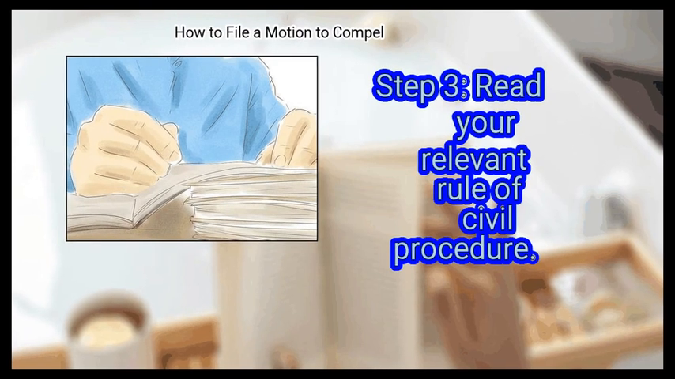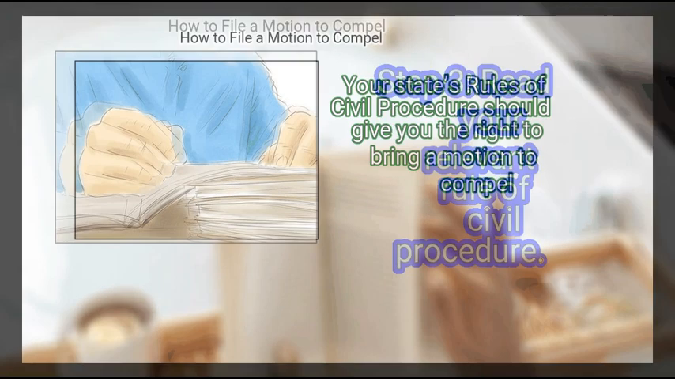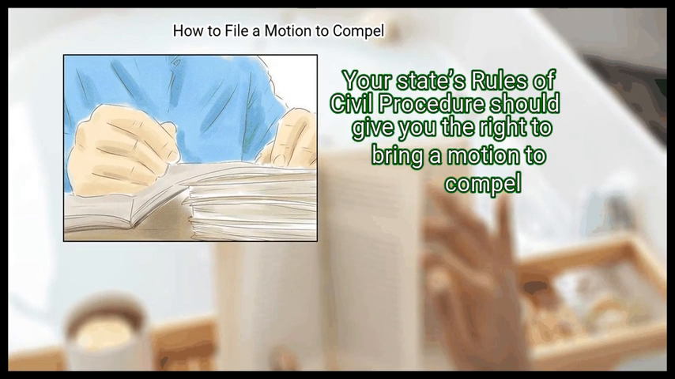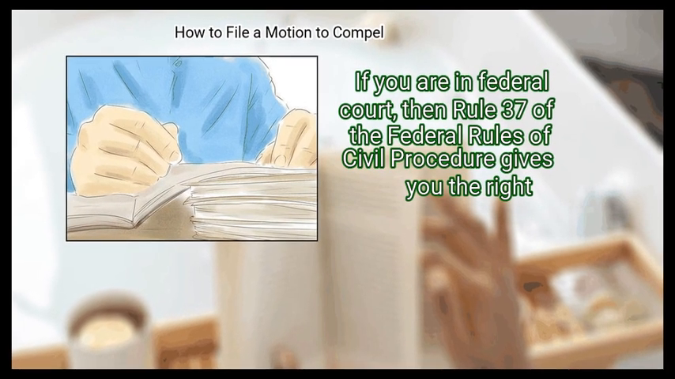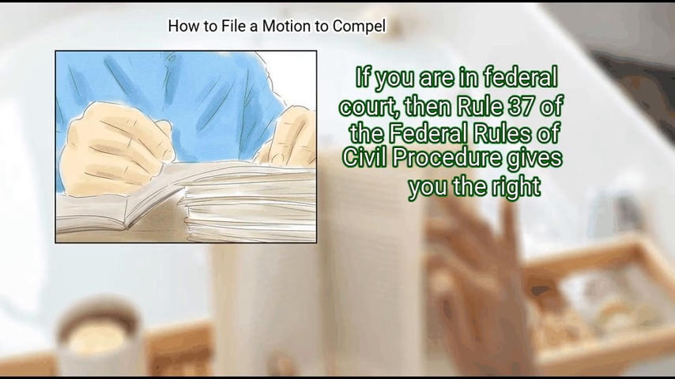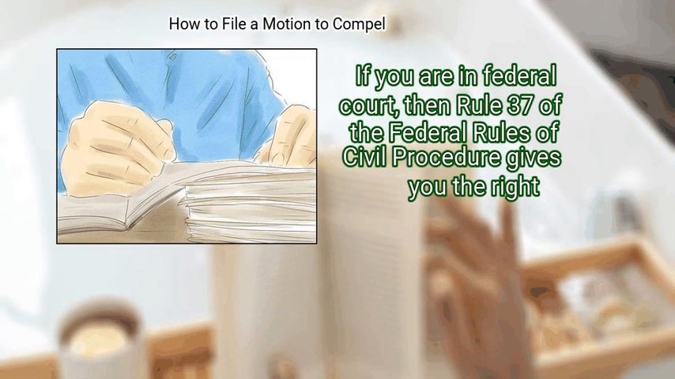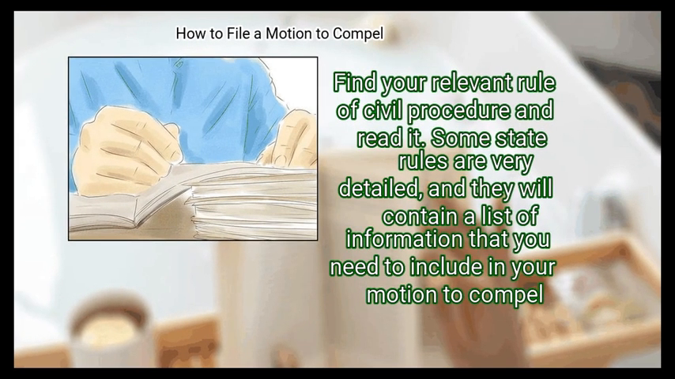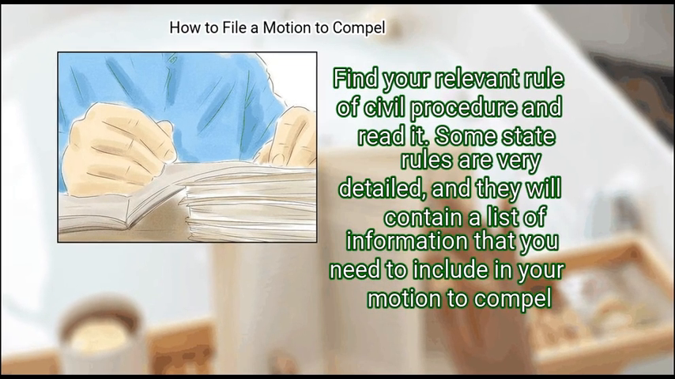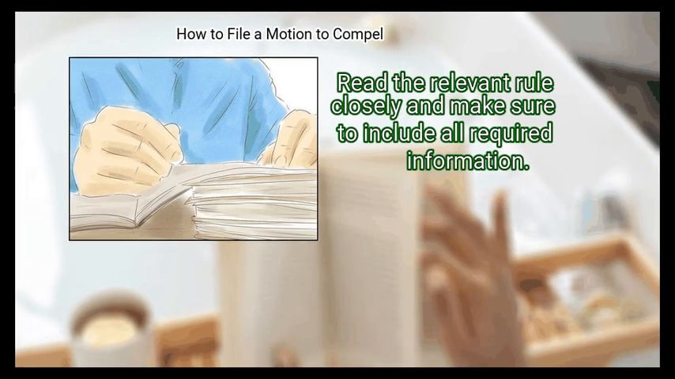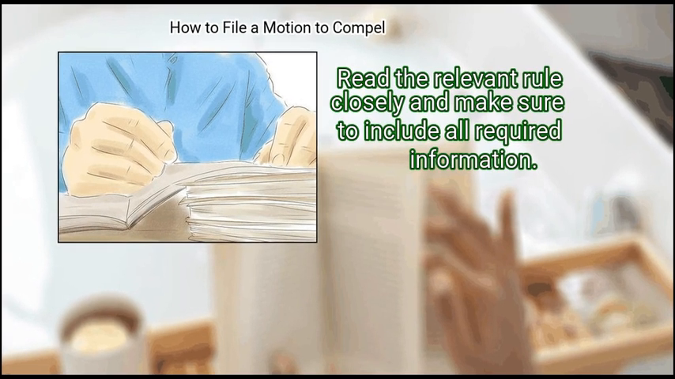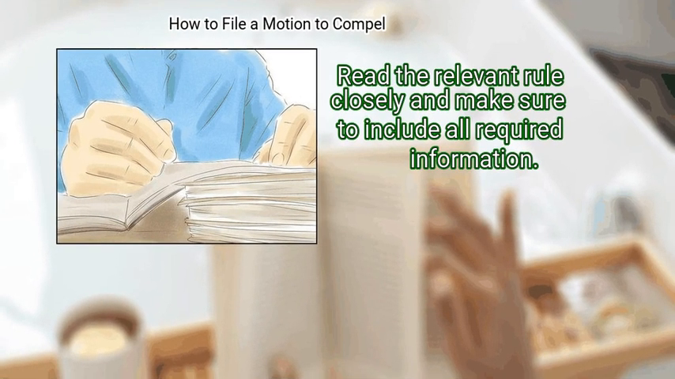Step 3. Read your relevant rule of civil procedure. Your state's rules of civil procedure should give you the right to bring a motion to compel. If you are in federal court, then Rule 37 of the Federal Rules of Civil Procedure gives you the right. Find your relevant rule of civil procedure and read it. Some state rules are very detailed, and they will contain a list of information that you need to include in your motion to compel. Read the relevant rule closely and make sure to include all required information.